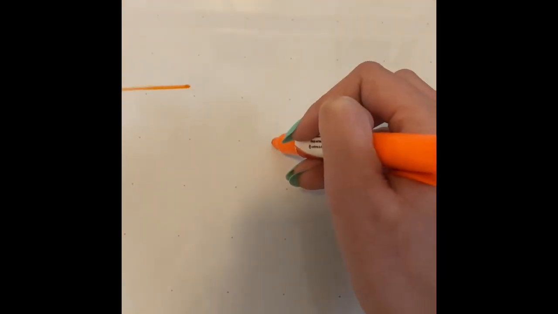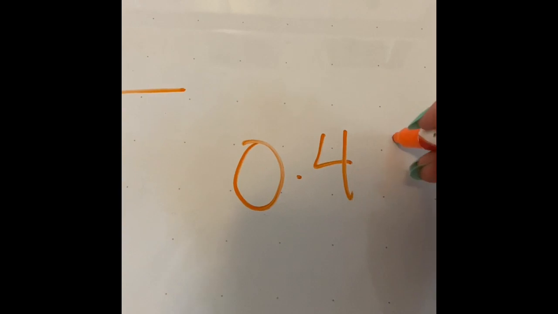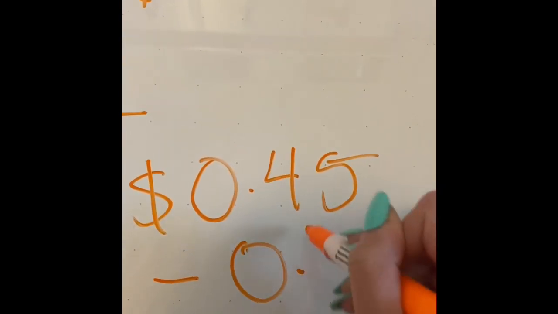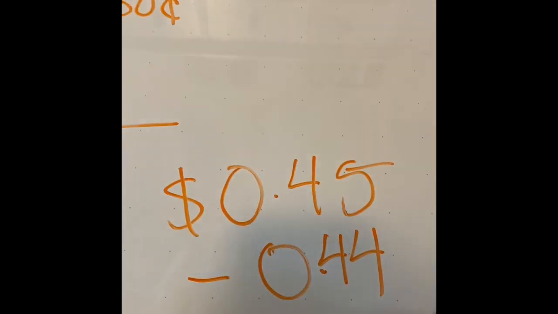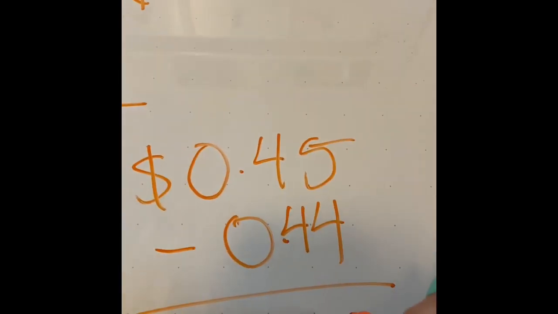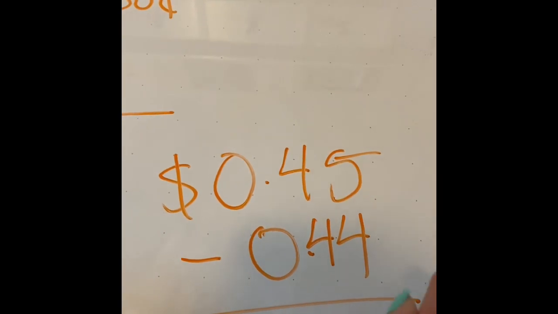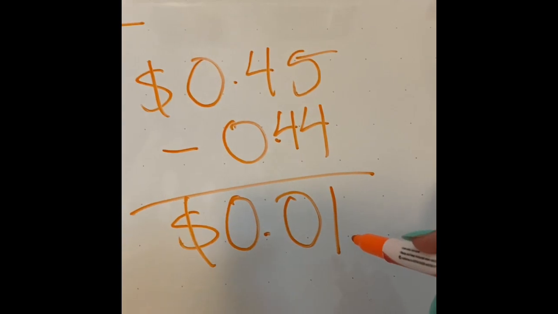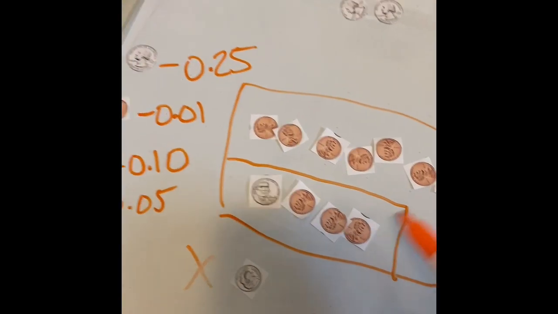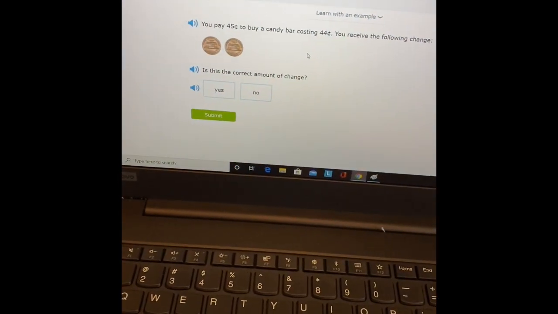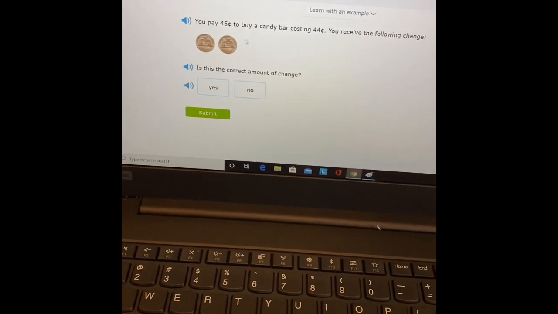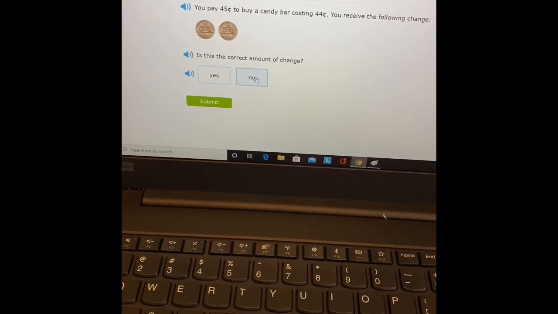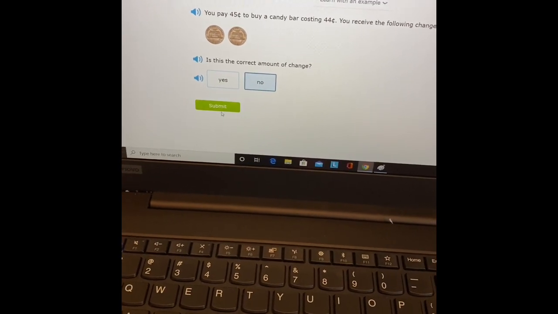So I'm going to put 45 cents minus our 44 cents. And then we'll go this way. So 5 minus 4 is 1, 4 minus 4 is 0, and 0 minus 0 is 0. So you should get 1 cent back, or 1 singular penny. So this is showing me that they've received 2 pennies or 2 cents. So we can say that no, this is not the correct amount of change. And I'm going to hit submit.